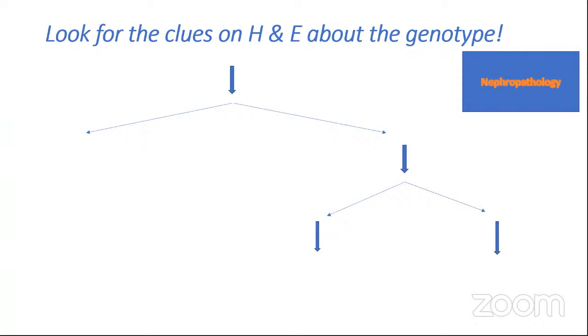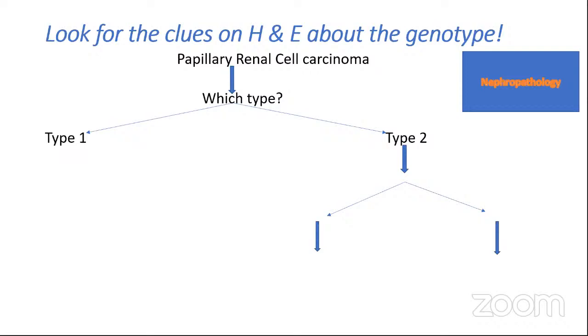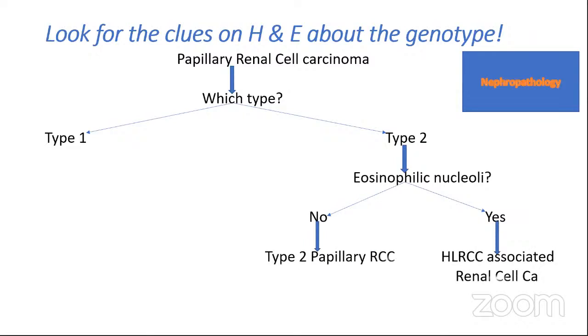And when you have such hints in place in various organ systems, you would try to incorporate them in the algorithm or the flowchart that you would make. For example, if it's a papillary renal cell carcinoma, you would first want to find out, is it type 1 or type 2? Then if it is type 2, you would want to look at the nuclei. So if you're seeing cherry red or eosinophilic nucleoli in a type 2 papillary RCC, you would like to think of HLRCC, associated renal cell carcinoma. HLRCC stands for hereditary leiomyomatosis and renal cell carcinoma, and this is associated with the mutation of fumarate hydratase.